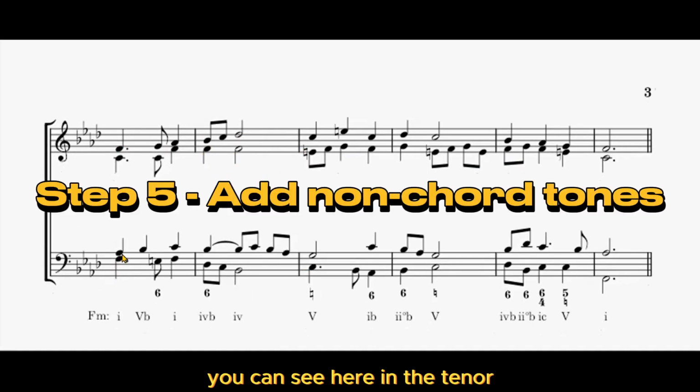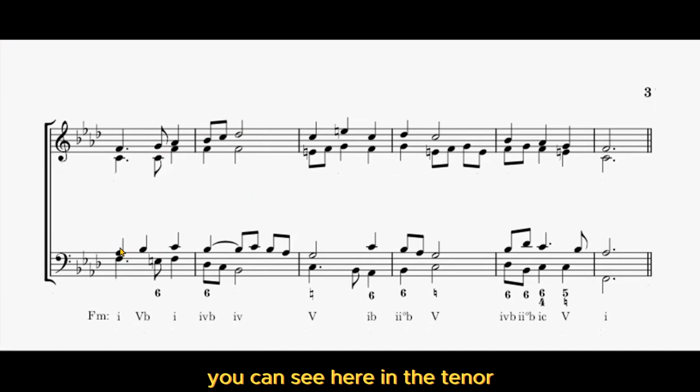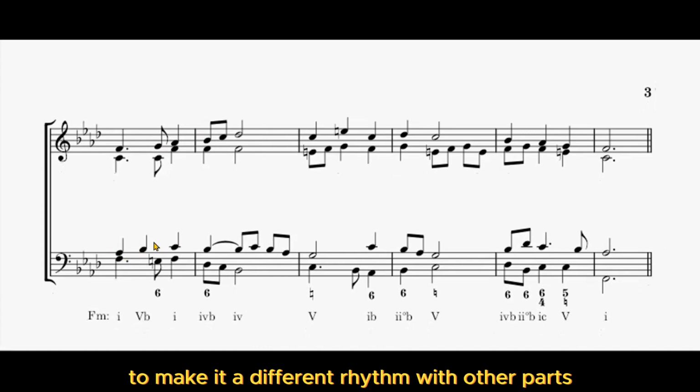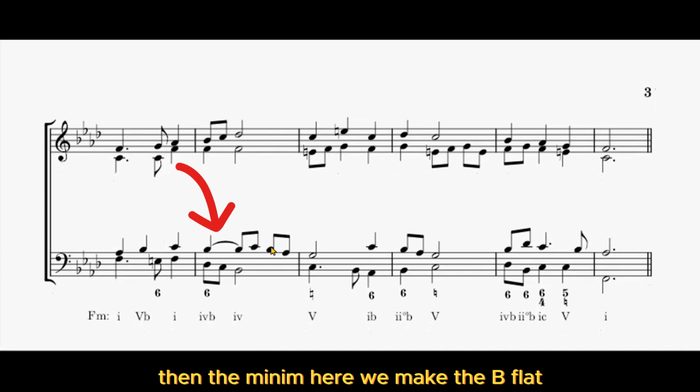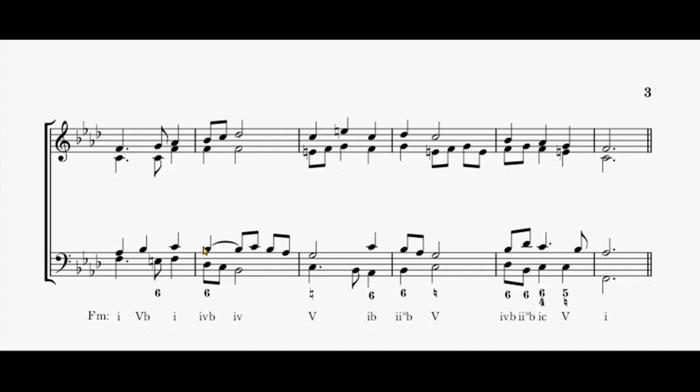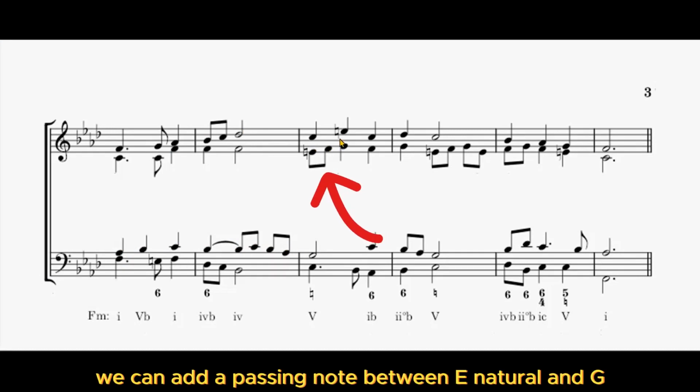You can see here in the tenor, I add a passing note here to make it a different rhythm with other parts. Then the minim here, we make the B flat crotchet tied to a quaver, which means a dotted crotchet, and then add upper auxiliary. Back to B flat, add a passing note down to G. In the alto part, we can add a passing note between E natural and G.